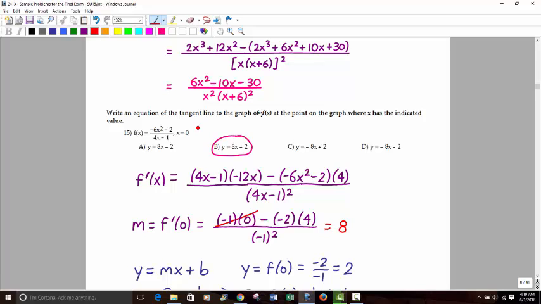Now, the equation of a line, we need a slope and a point. So slope is a tangent line. We know that means the slope comes from the derivative. So we have to get the derivative of this. Now this quotient rule derivative is a lot better than the problem before, as far as it doesn't have that weird factoring stuff. So it's bottom, 4x minus 1 times the derivative of the top, which is negative 12x, minus the top, which is negative 6x squared minus 2, times the derivative of the bottom, which is 4, over 4x minus 1 squared.